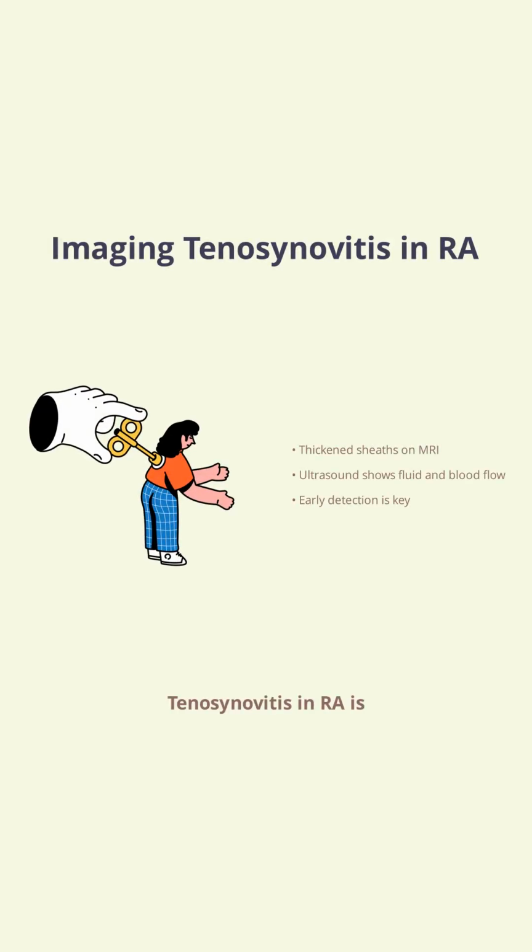Tenosynovitis in RA is seen as thickened tendon sheaths, increased fluid, and sometimes contrast enhancement on MRI. Ultrasound may show hypoechoic or anechoic tissue around tendons, often with increased blood flow. Early detection of tenosynovitis is important, as it can precede joint damage and predict more severe disease progression.